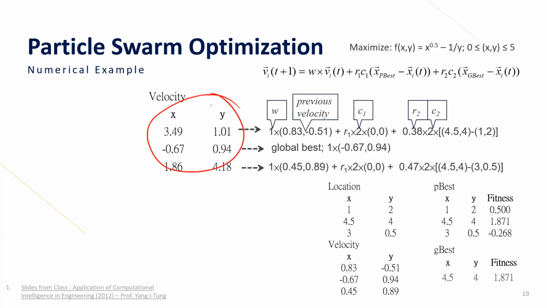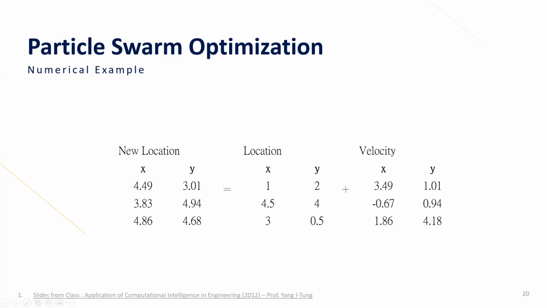Okay, new velocity here, and then you will update the new location. Yeah, the new location is the old location plus this new velocity. Let me give you the example here. This is the old location, the first initial location that we already evaluated, and we take this one as the global base. Based on this global base, we calculate the new velocity. The old location plus the new velocity is the new location.